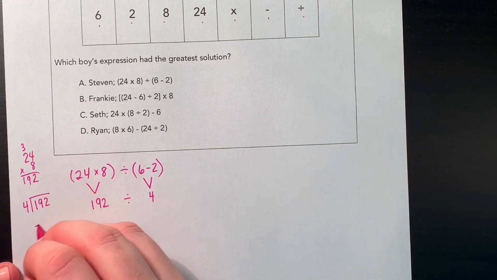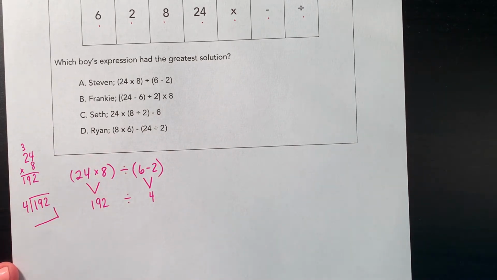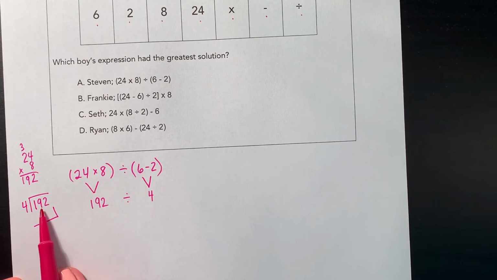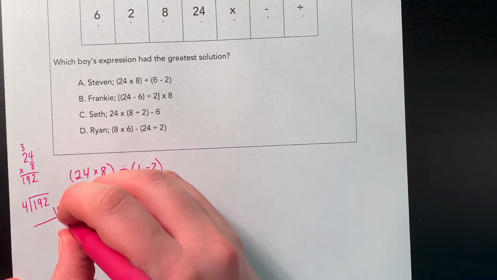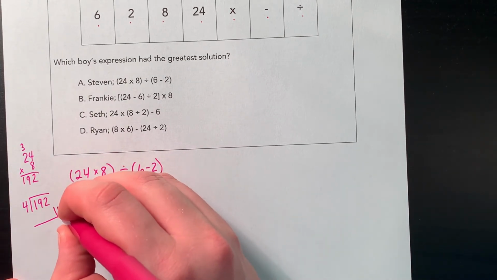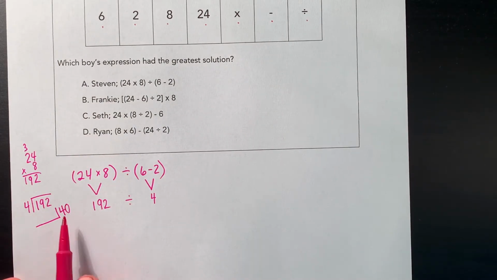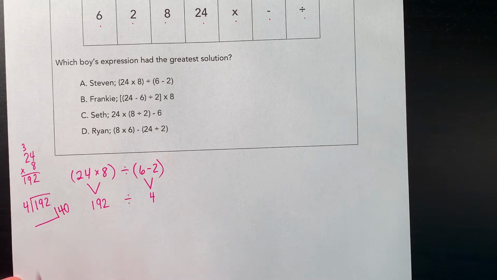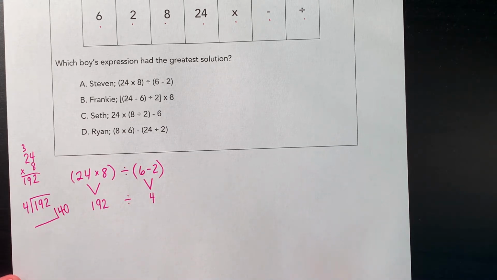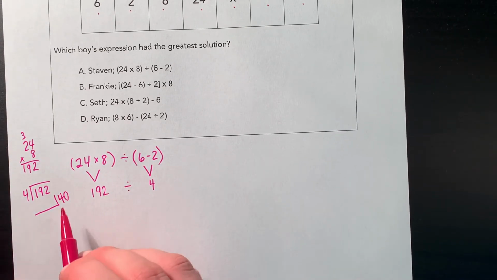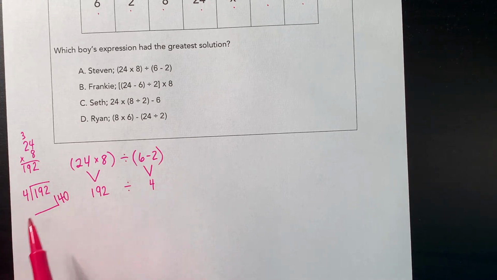So I know that 4 can go into 192 at least 10 times, but really it can go in a lot more than that. So 4 times 10 is 40. And 40 seems like it can go into 192 at least 40 times. So I'm going to do 40. You could always do 10, 10, 10, 10, and keep going down until you get your answer. That's fine. But if you feel comfortable enough to try a bigger number at first, go ahead and do that.